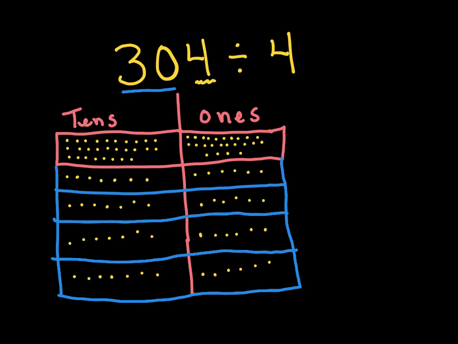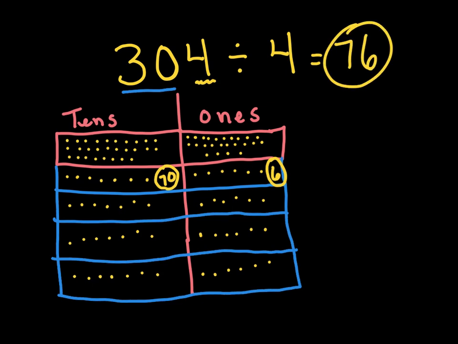All right, we split them up. So now how many tens do we have? We have 1, 2, 3, 4, 5, 6, 7. We have 7 tens, which is really 70. And how many ones? 1, 2, 3, 4, 5, 6. We have 6 ones, 70 plus 6. The quotient is 76. 7 tens is 70 plus the 6 ones is 76. So 304 divided by 4 is 76.